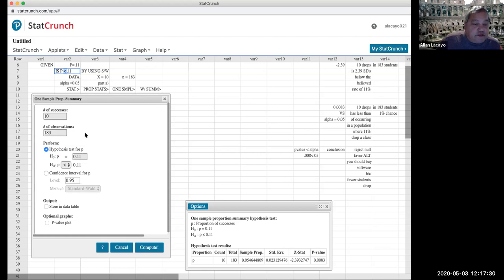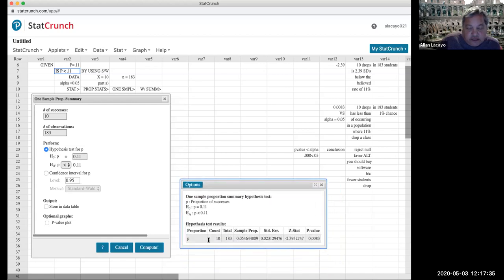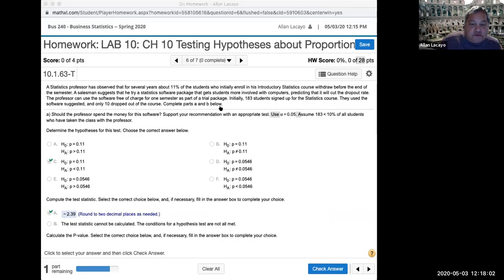Once I put those four things in, I compute. And when you compute, you get this box here. This box calculates what you saw as the percentage of drops in the sample that was using the software. You see a 5.5% drop rate, which in standard deviation units translates into a test statistic of -2.39. And so that's part B, because part B in the problem asks you to figure out the test statistic.